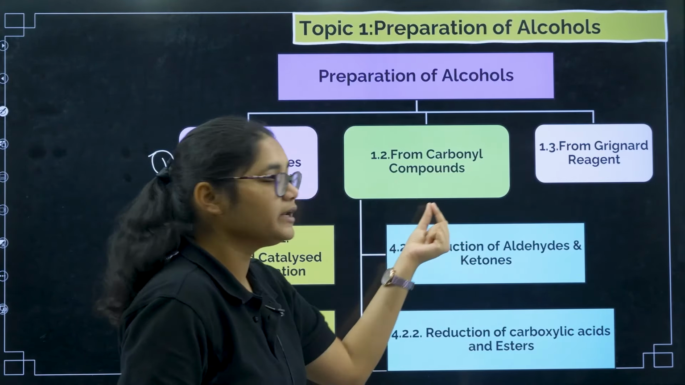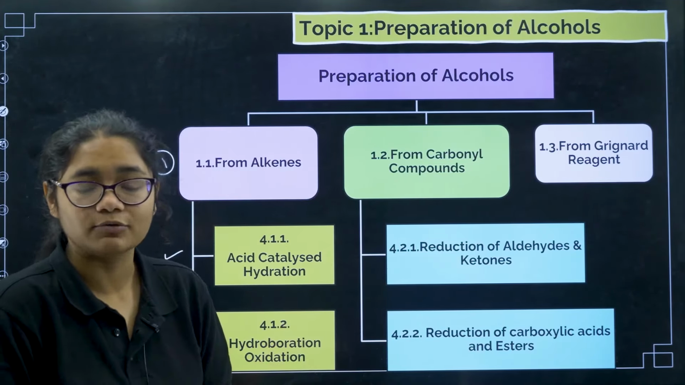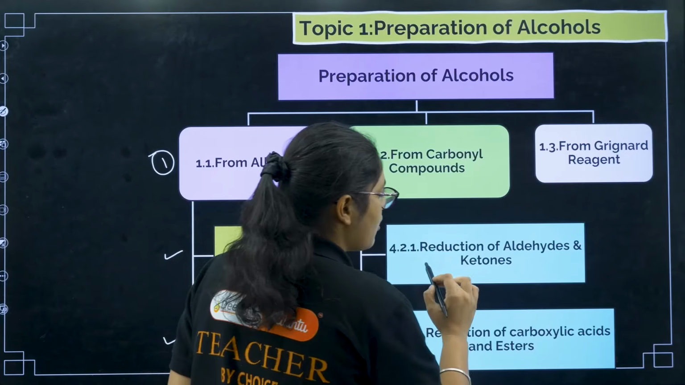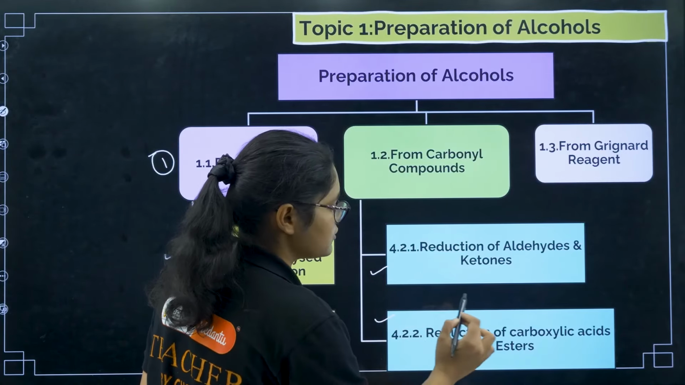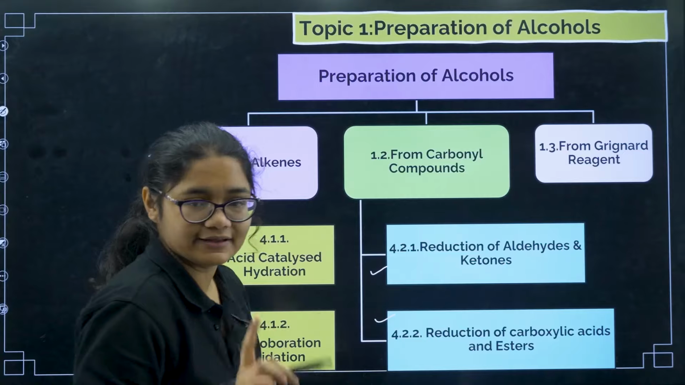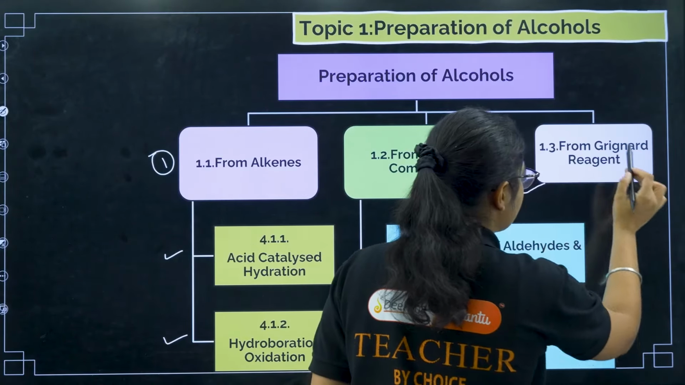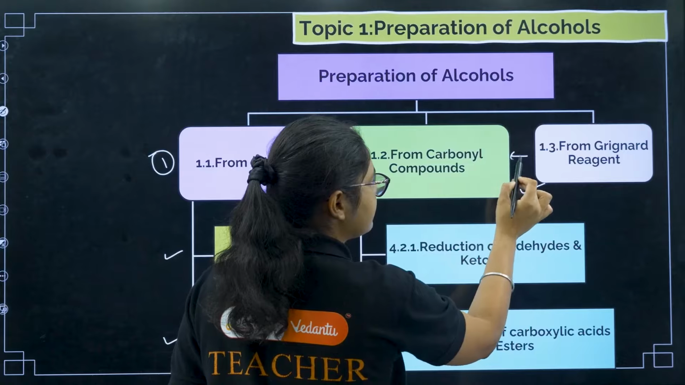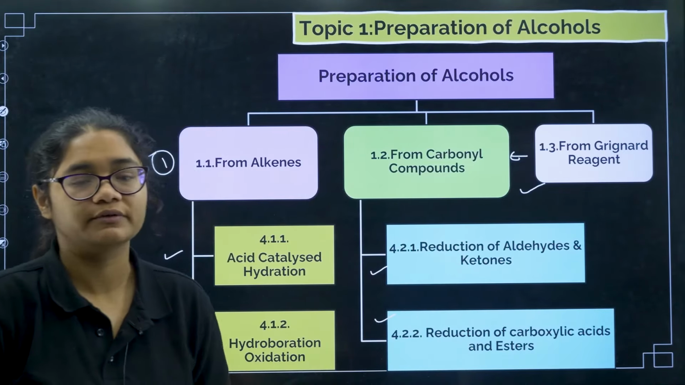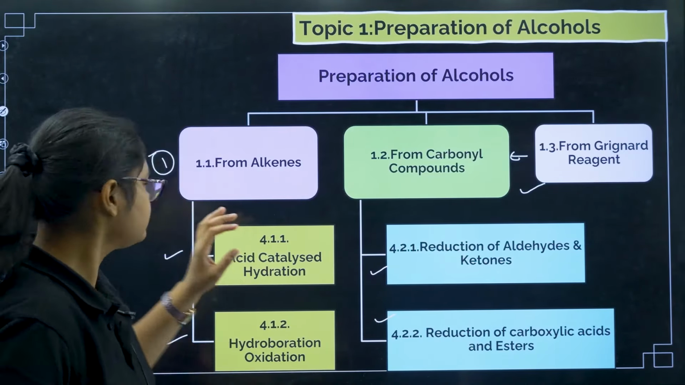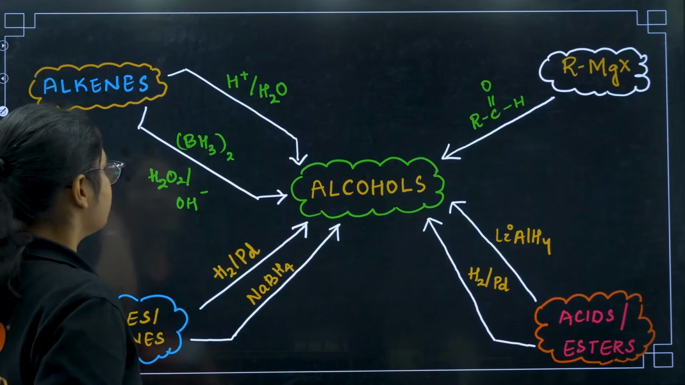Then, how can you prepare alcohols from carbonyl compounds? By reduction of aldehydes and ketones, and reduction of carboxylic acids and esters. Very, very simple reactions. We do not have to do much here. And then from Grignard reagent: if Grignard reagent acts on these carbonyl compounds, we will get alcohols. Okay. So now coming to the first one, from alkenes.